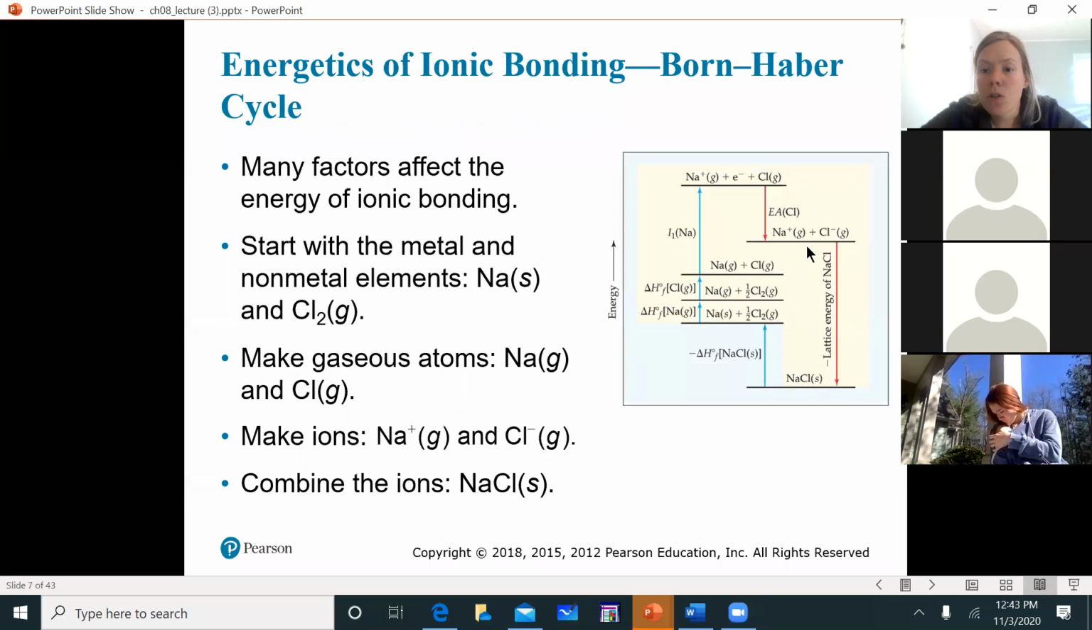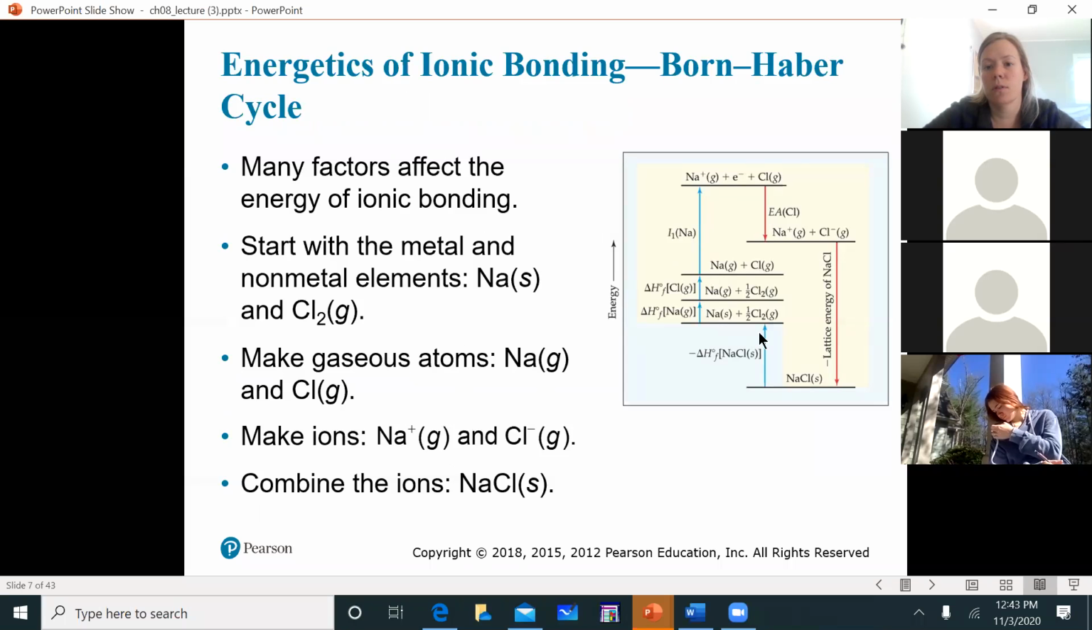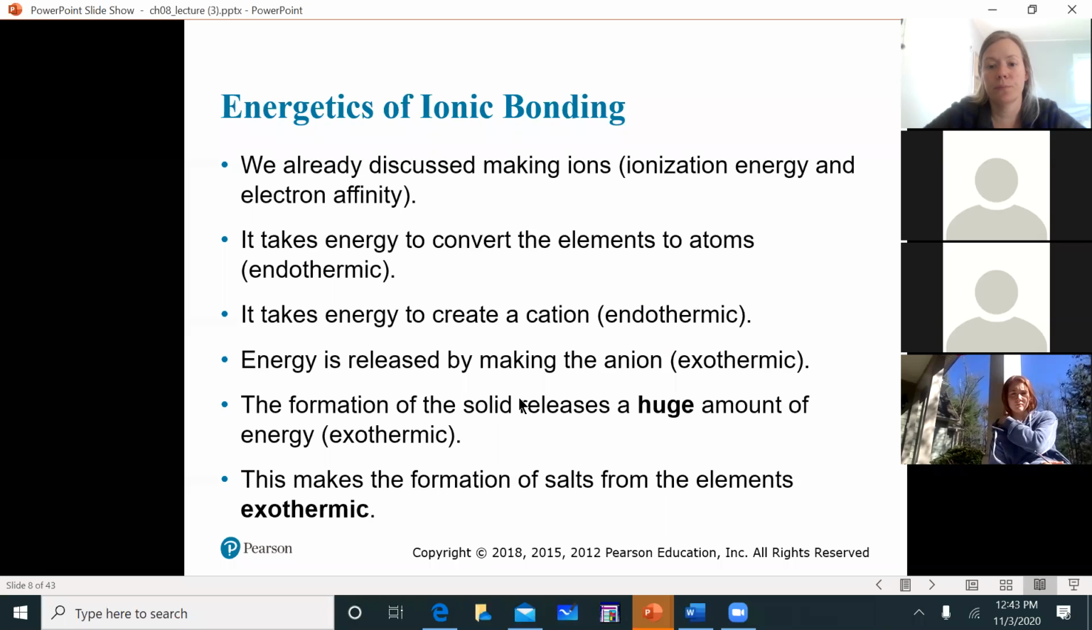So let's go back here. You can see that to go from the individual gaseous ions of sodium and chlorine to the solid salt, we're going to release energy, or have an exothermic situation. Whenever we're going from the solid into its individual ions, we will actually absorb energy. So the formation of a solid releases a huge amount of energy, or it's exothermic. We're not going to get too much into the details of the steps of breaking them up, but know this section here of lattice energy.